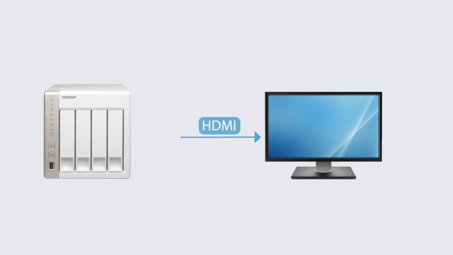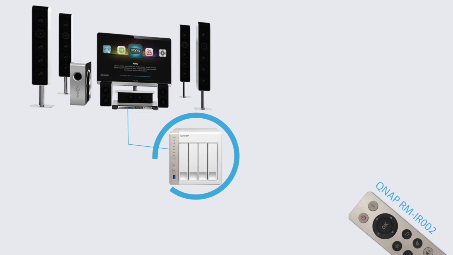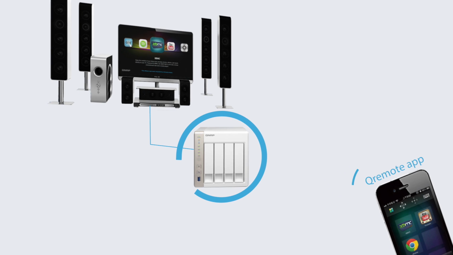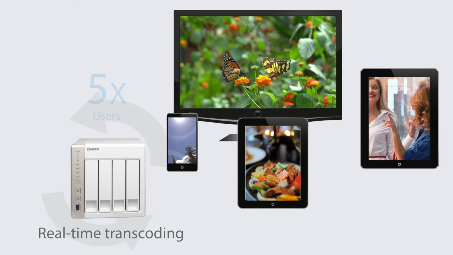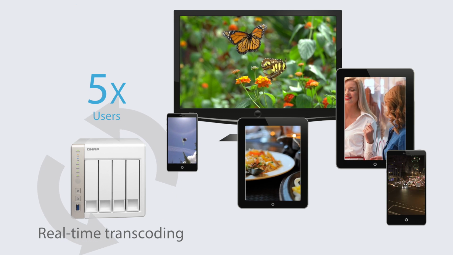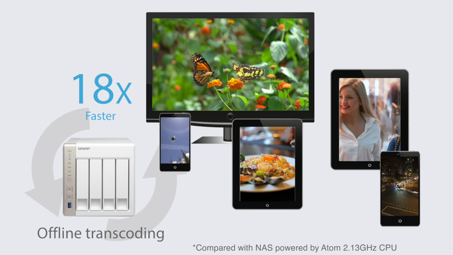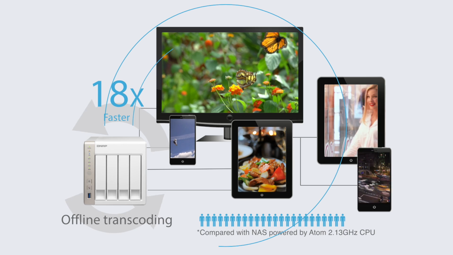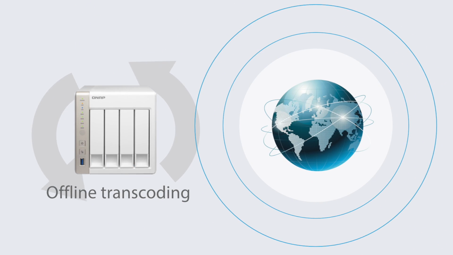With HDMI connectivity, the TS-x51 becomes an amazing media player, capable of full HD output with up to 7.1 channel surround sound pass-through. With real-time transcoding, you can enjoy all of your movies on your mobile devices with support of up to 5 devices at the same time. With a fast offline transcoding and automatic transcoding mechanism, more users can enjoy smooth playback even when the internet connectivity is with limited bandwidth while keeping optimal NAS performance.